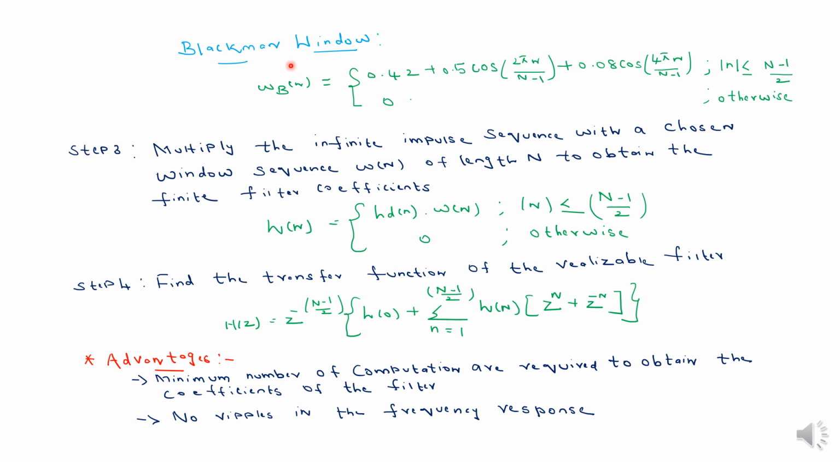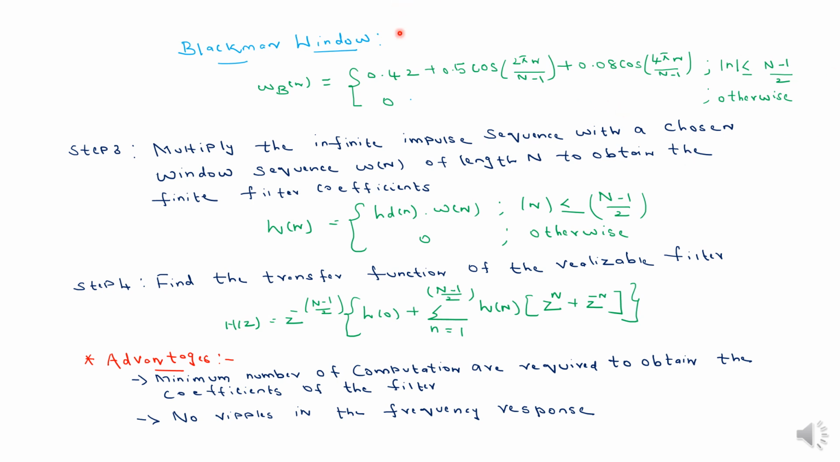Blackman's window is represented mathematically by w_b(n) equal to 0.42 plus 0.5 cos(2πn/(N−1)) plus 0.08 cos(4πn/(N−1)) for |n| less than or equal to (N−1)/2. And the value of the window sequence is 0 for any other values of n.